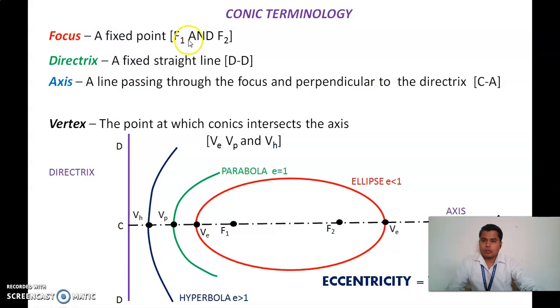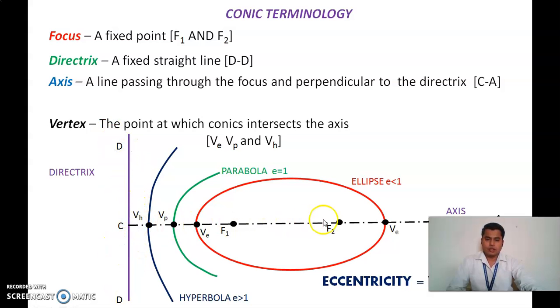Now the foci F1 and F2. How can we plot those? We need to draw a horizontal line. Here you can see the axis, A to C, that is a horizontal line. This horizontal line is exactly perpendicular to the directrix DD.